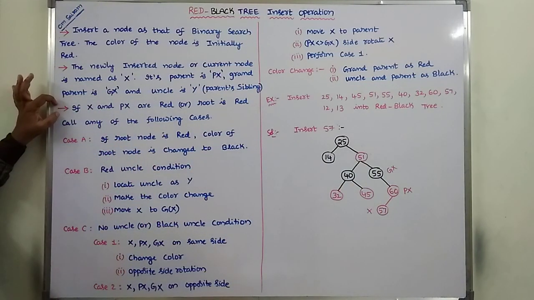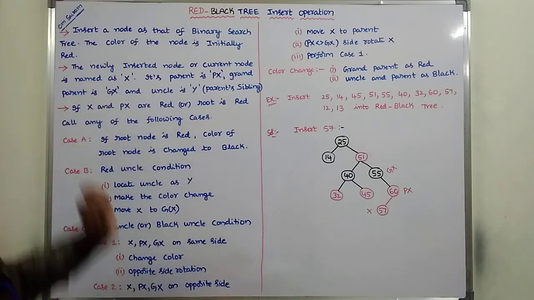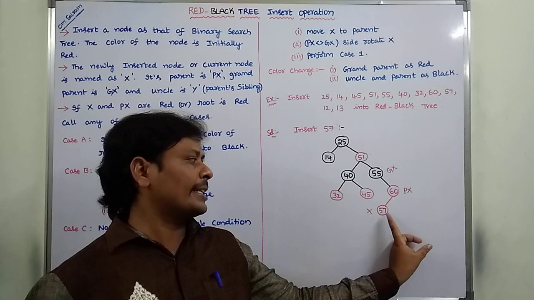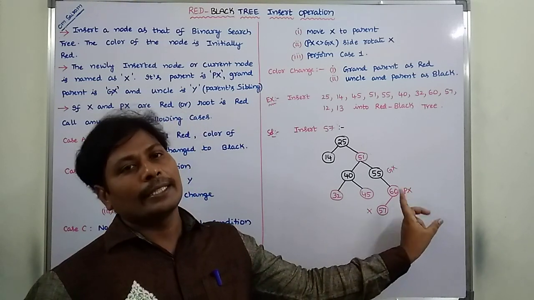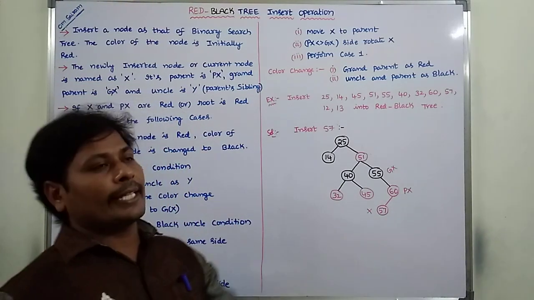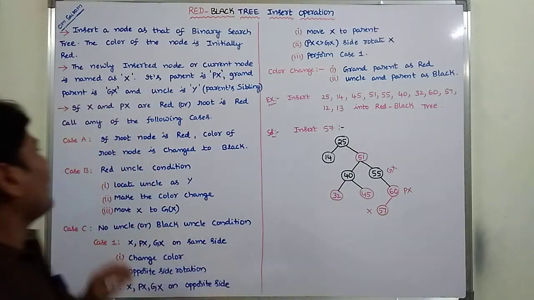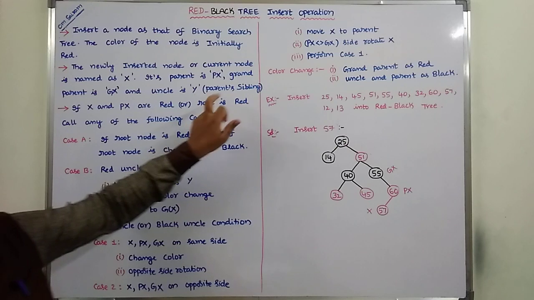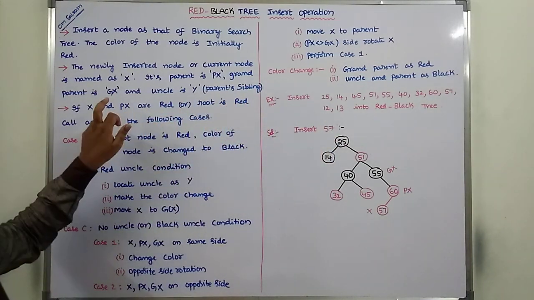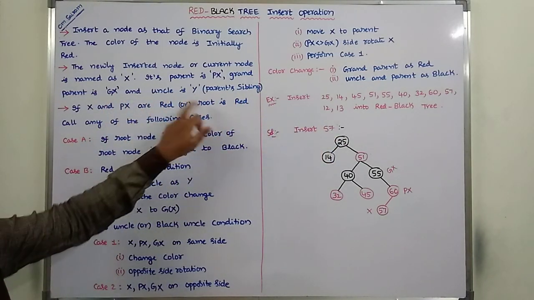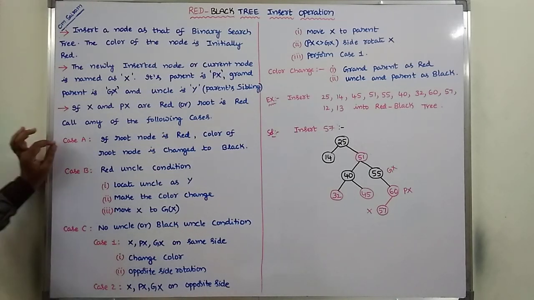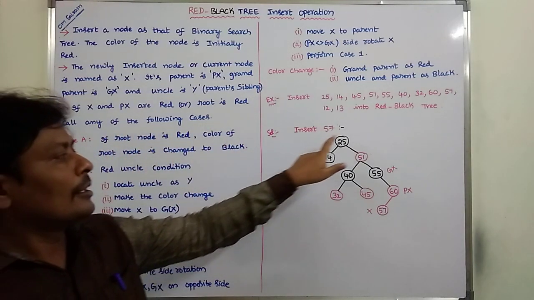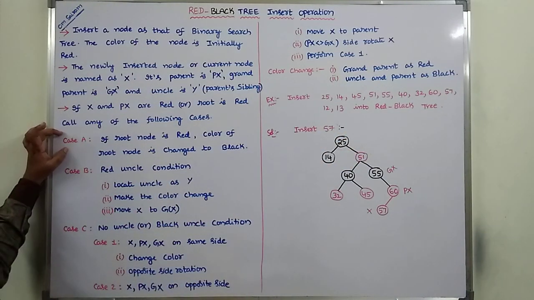Okay, now go to this point. If X and Px are red, this is X and this is Px. Px is nothing but the parent of 57, that is 60. Px and X are red. Yes, this condition is true. Root is red is false. This is true, this is false. True or false is true. Then which condition do we have to follow? Case A, root node is red? Root node is black. So case A is false.